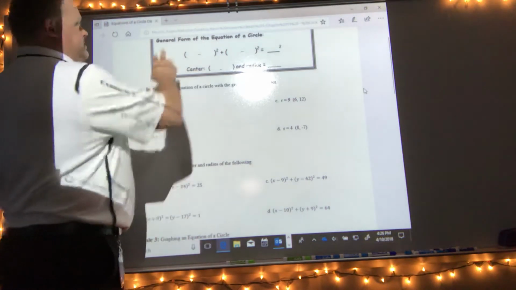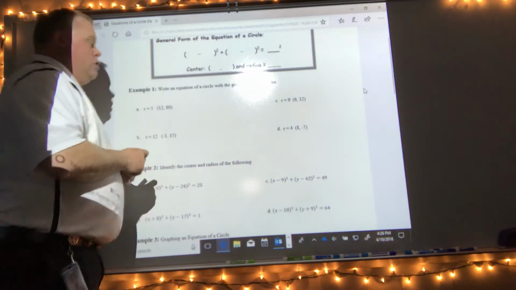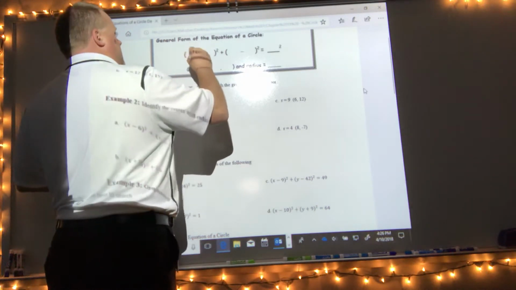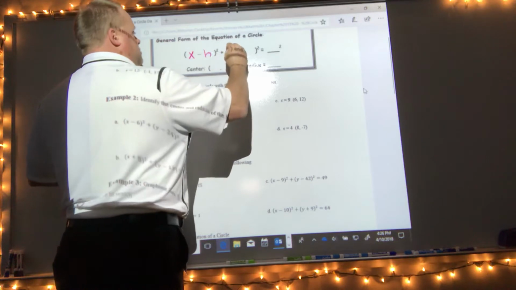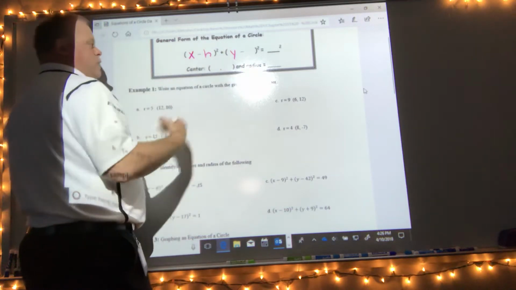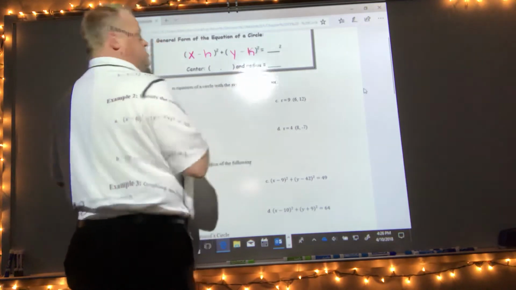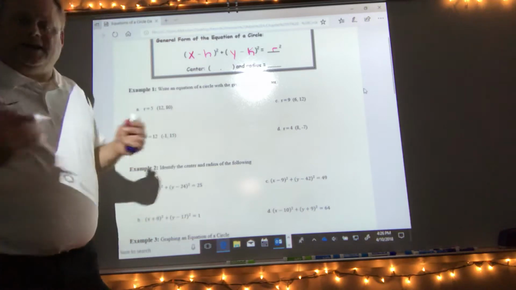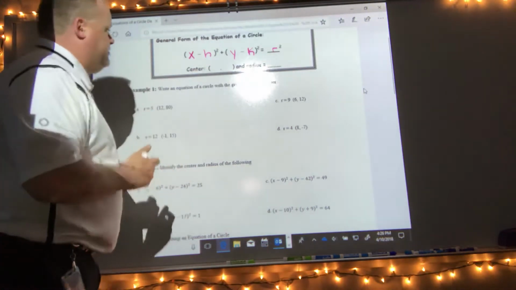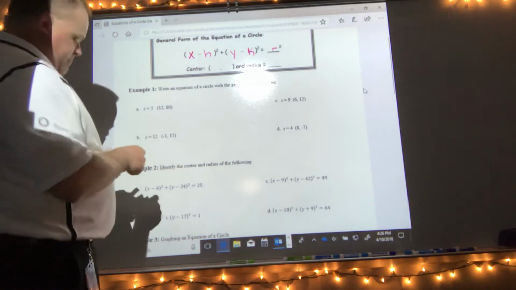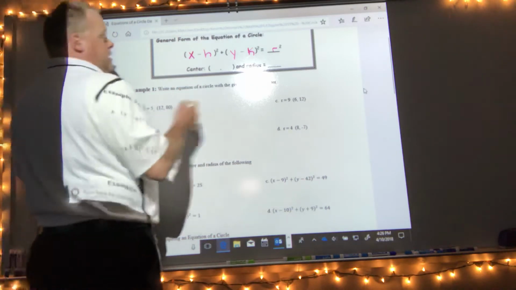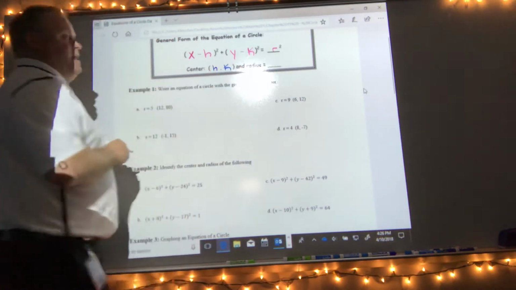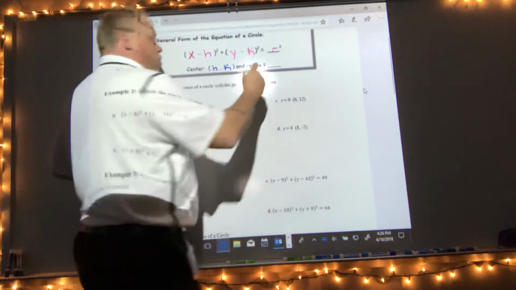All right, so it says the general form of the equation of a circle. The general form of the equation of a circle is (x - h)^2 + (y - k)^2 = r^2. That is my equation of a circle in the general form. That means that my center is going to be the point (h, k). My radius is r.